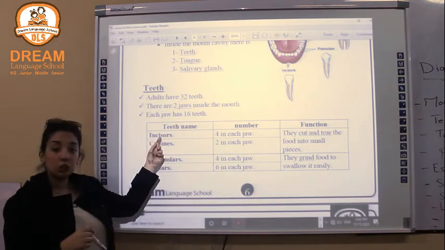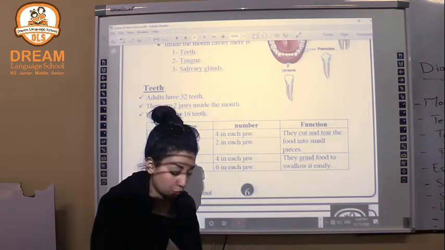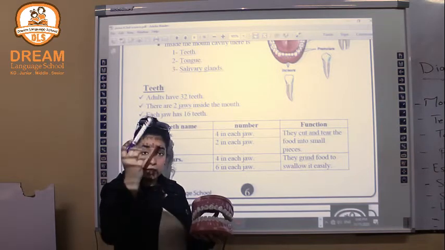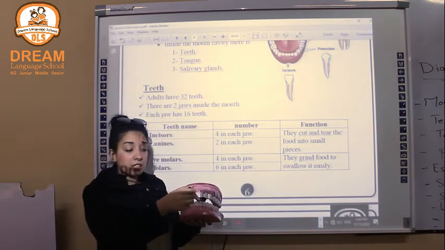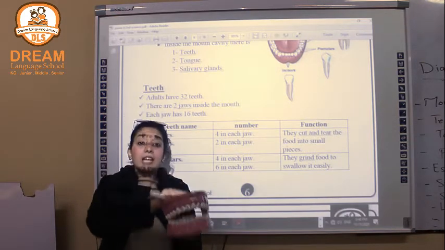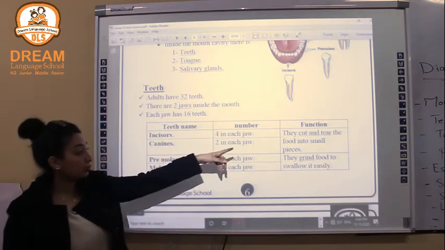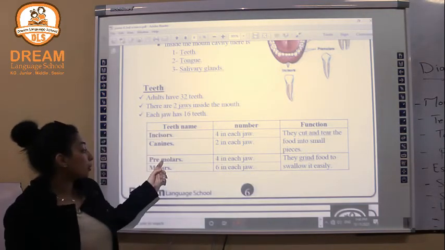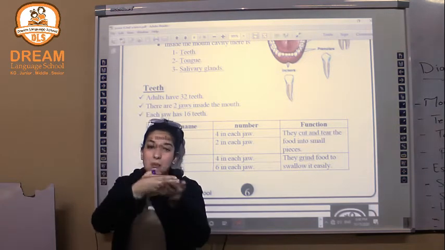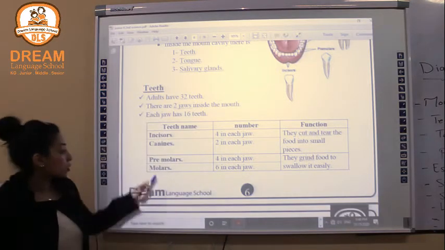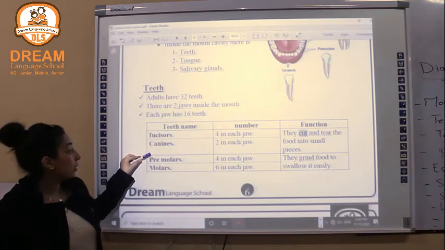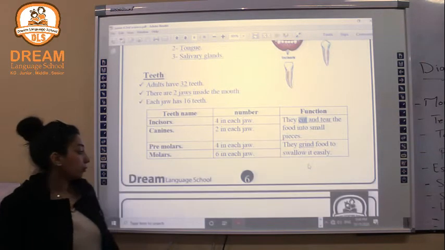What is the function of incisors and canines? It is to cut the food. Imagine that this is the sandwich. Incisors and canines cut the food anteriorly. What is the function of premolars and molars? They grind the food and break it down into smaller pieces. So incisors and canines cut the food; premolars and molars grind the food.